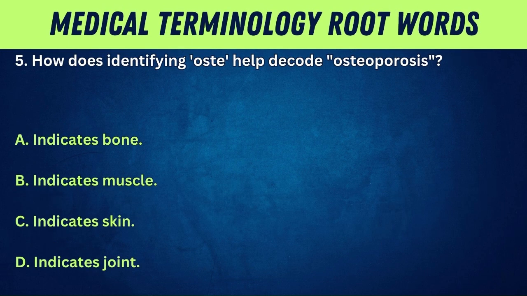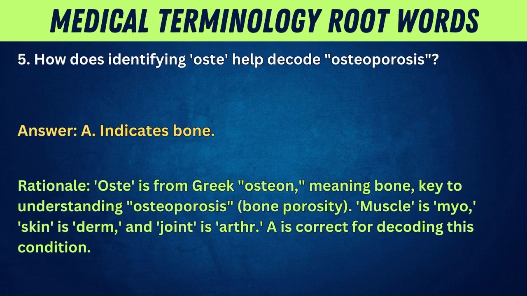5. How does identifying ost help decode osteoporosis? A. Indicates bone. B. Indicates muscle. C. Indicates skin. D. Indicates joint. Answer: A. Indicates bone. Rationale: ost is from Greek osteon, meaning bone, key to understanding osteoporosis, bone porosity. Muscle is myo, skin is derm, and joint is arthr. A is correct for decoding this condition.